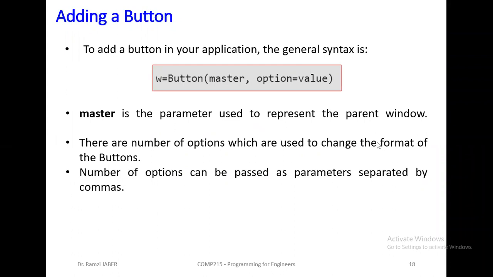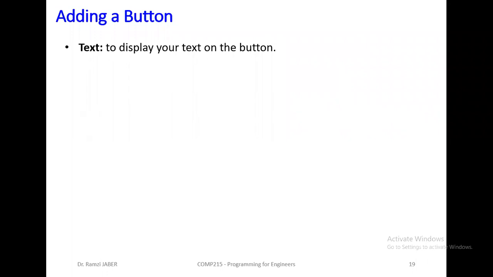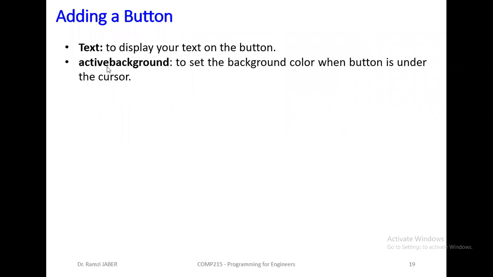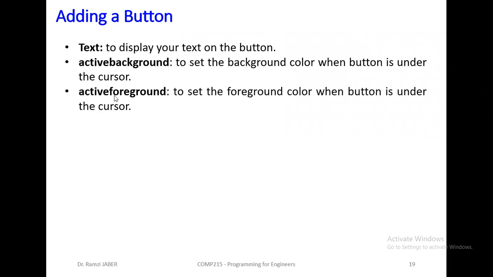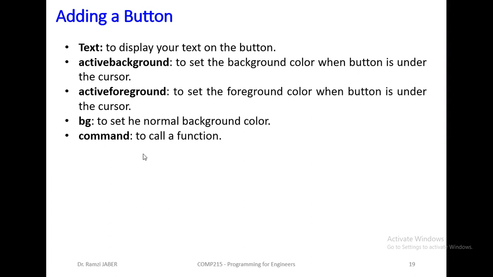This option will change the format of the button. One of the options is text, to display your text on the button. Active background, to change the background color of the text. Active foreground, to change the color of the text. Background color. Command, to call a function from a button. When anyone presses this button, we have command.